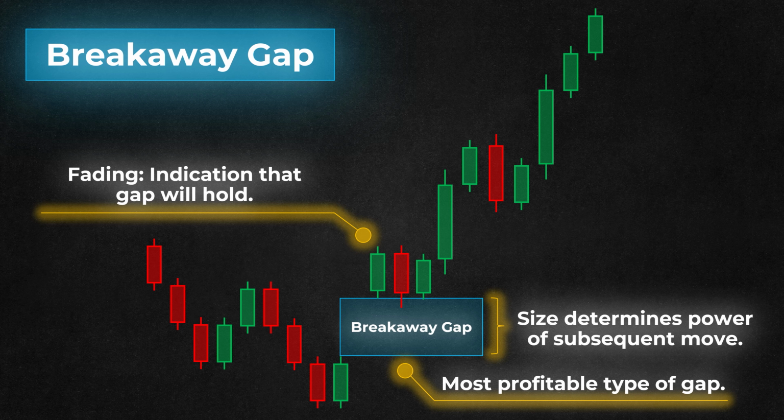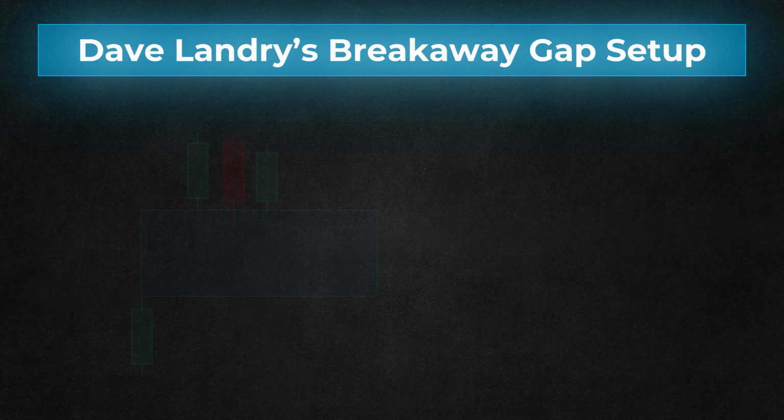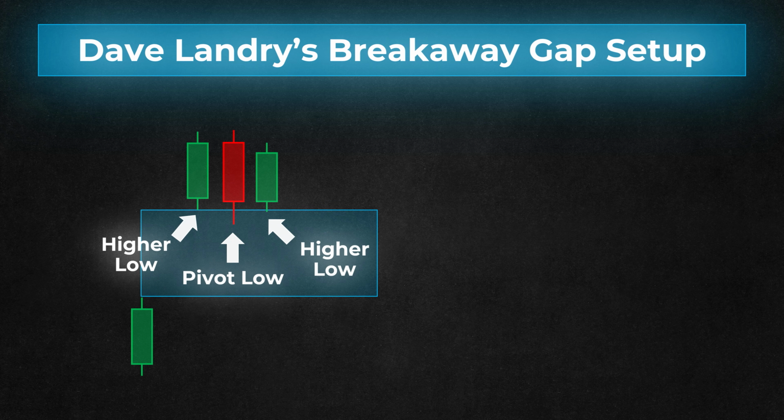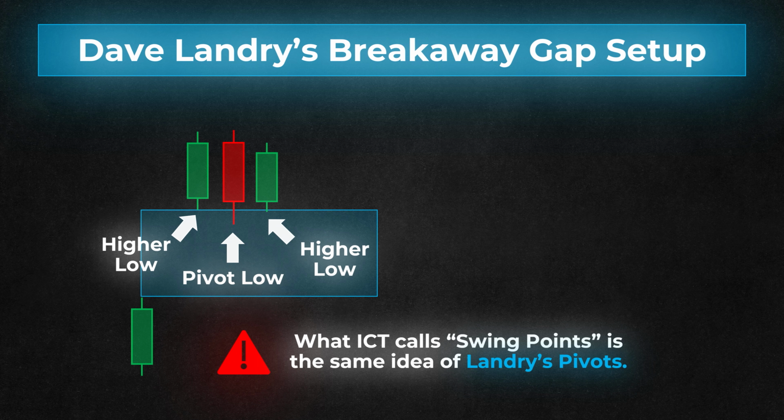Dave Landry has outlined an objective way of trading breakaway gaps using what are called pivots. A pivot low occurs when a candle or bar has a candle or bar with higher low to the left and to the right. A pivot high occurs when a candle or bar has a candle or bar with lower high to the left and to the right. Notice that what ICT calls swing highs and swing lows is exactly the same idea as Landry's pivots.